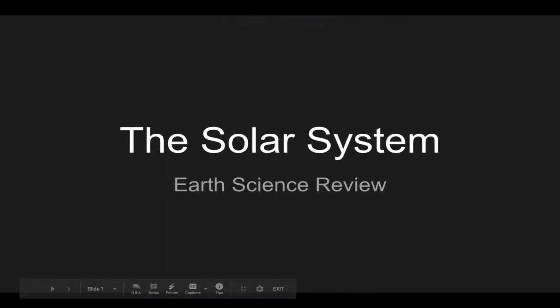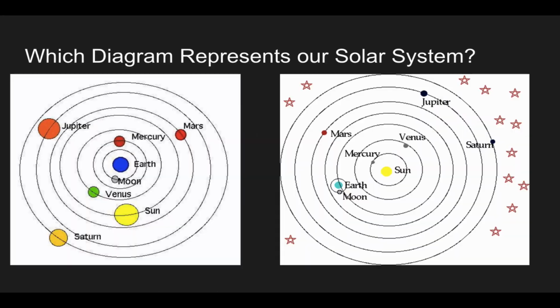Today we're going to be doing a lesson on the solar system. So I want you to take a look at these two diagrams, and I want you to think about which one is a better model for our solar system. Which one represents our solar system better? Take a second.